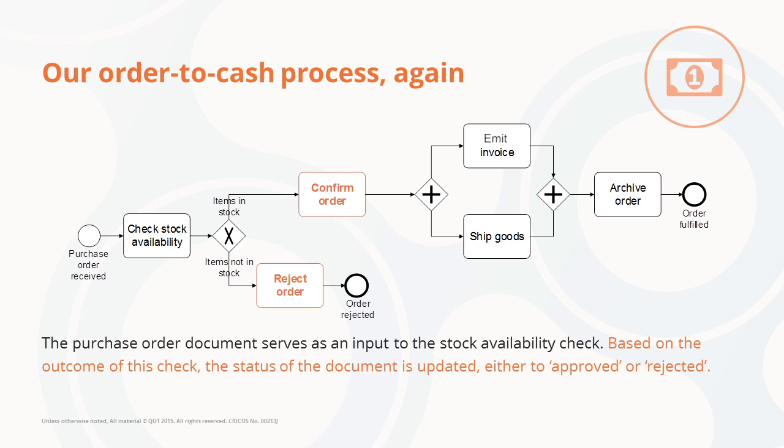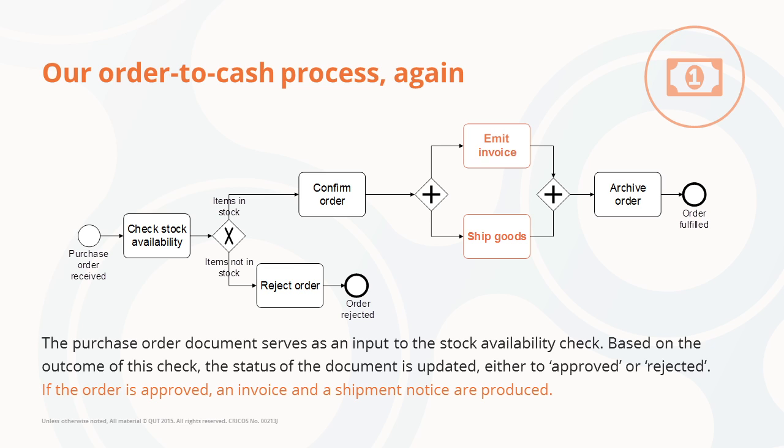Now, based on the outcome of this check, the status of the document is updated, either to approved or to rejected. So, for example, activity confirm order would take the checked purchase order and change its state into approved, whereas activity reject order will take the checked purchase order and change its status into rejected. If the order is approved, activity emit invoice will emit an invoice, and as a result of shipping goods, a shipment notice will be produced that needs to be sent to the customer. Then activity archive order will take the order as input and store it.